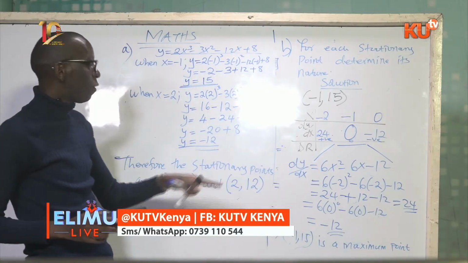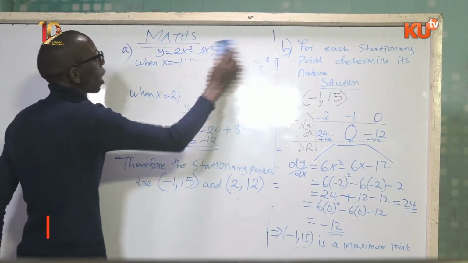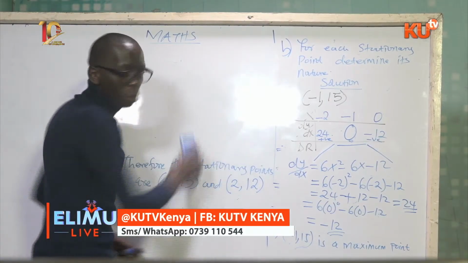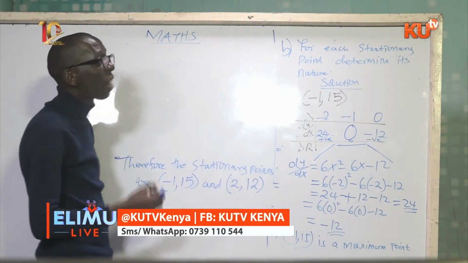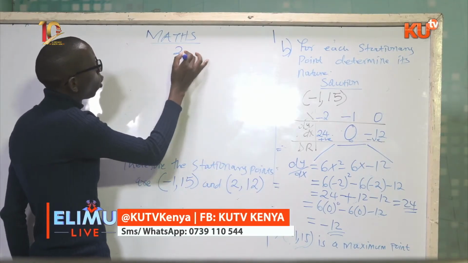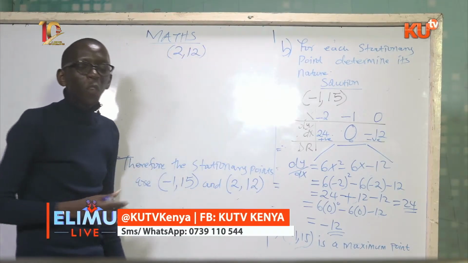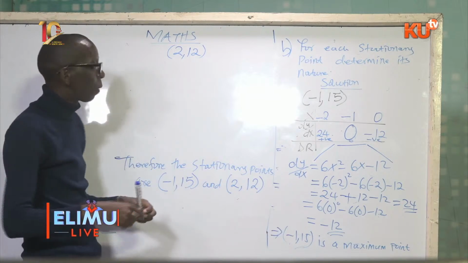Let us do the same for the second point, 2, 12. We're going to show the nature of 2, 12. Now that you have done the first one, as we do the second one, that is 2, 12, I know now it will be flowing.